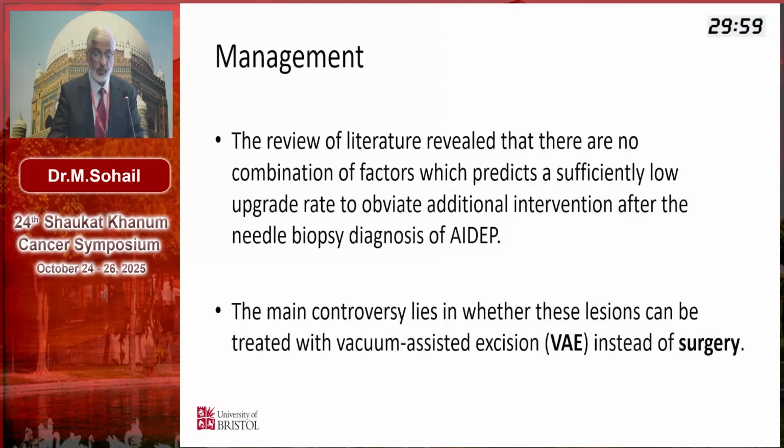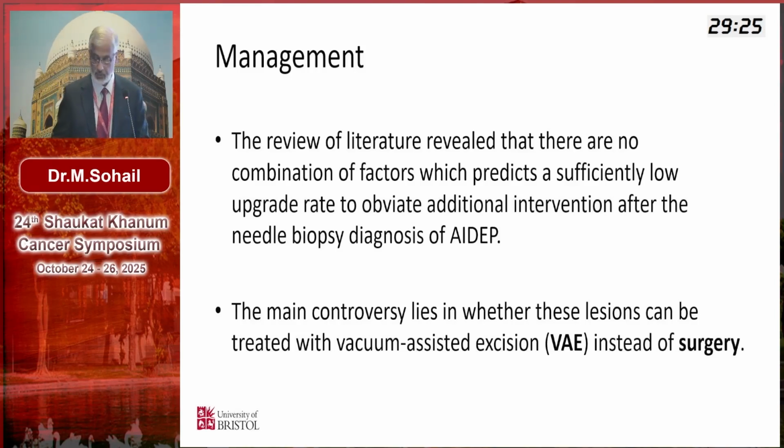So when they reviewed the literature, they did not find any single factor or combination of factors which they can say predicts the upgrade rate within AIDP, for example, age of the patient or family history. And also they found in the literature that there is a lot of controversy about whether further sampling should be done by either VAE or surgery.